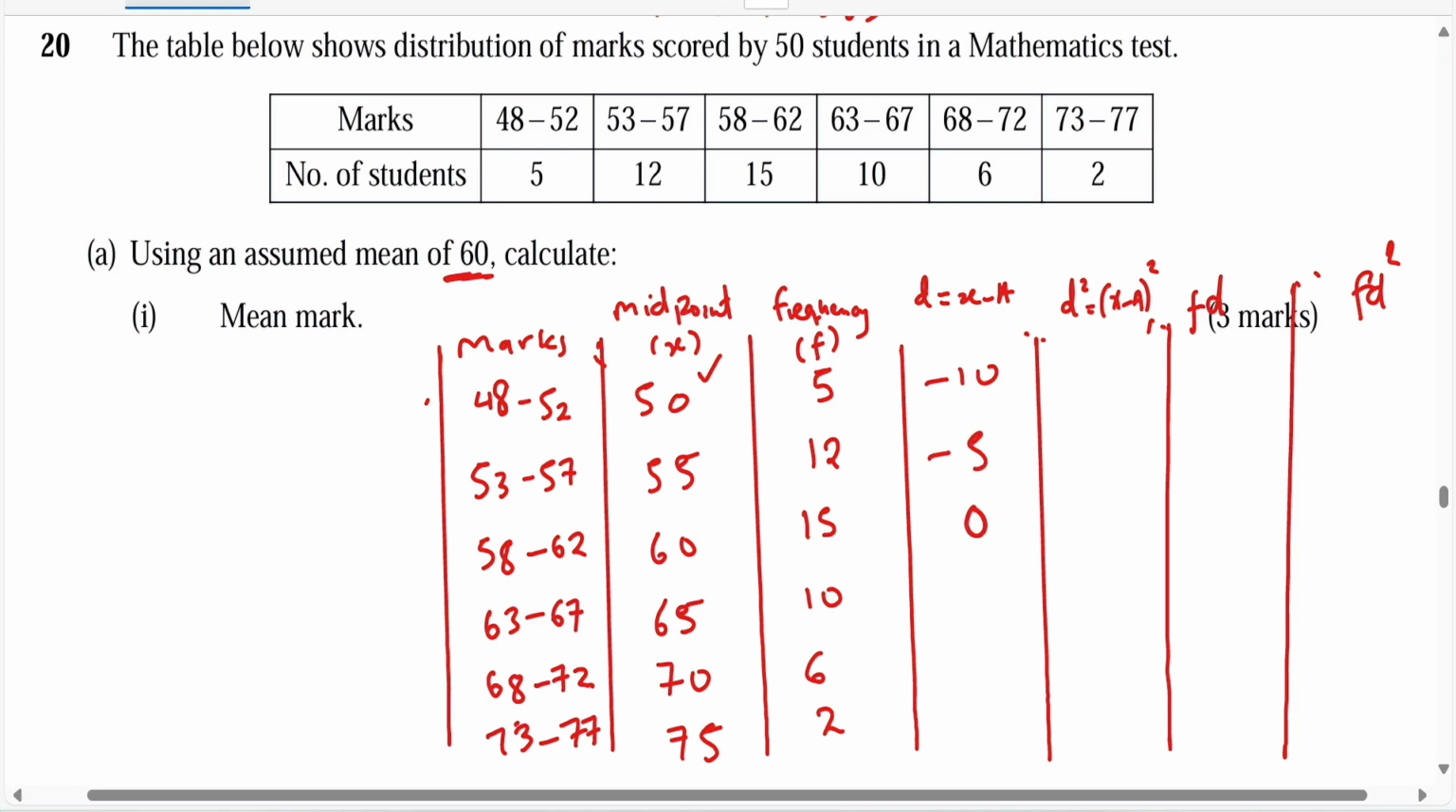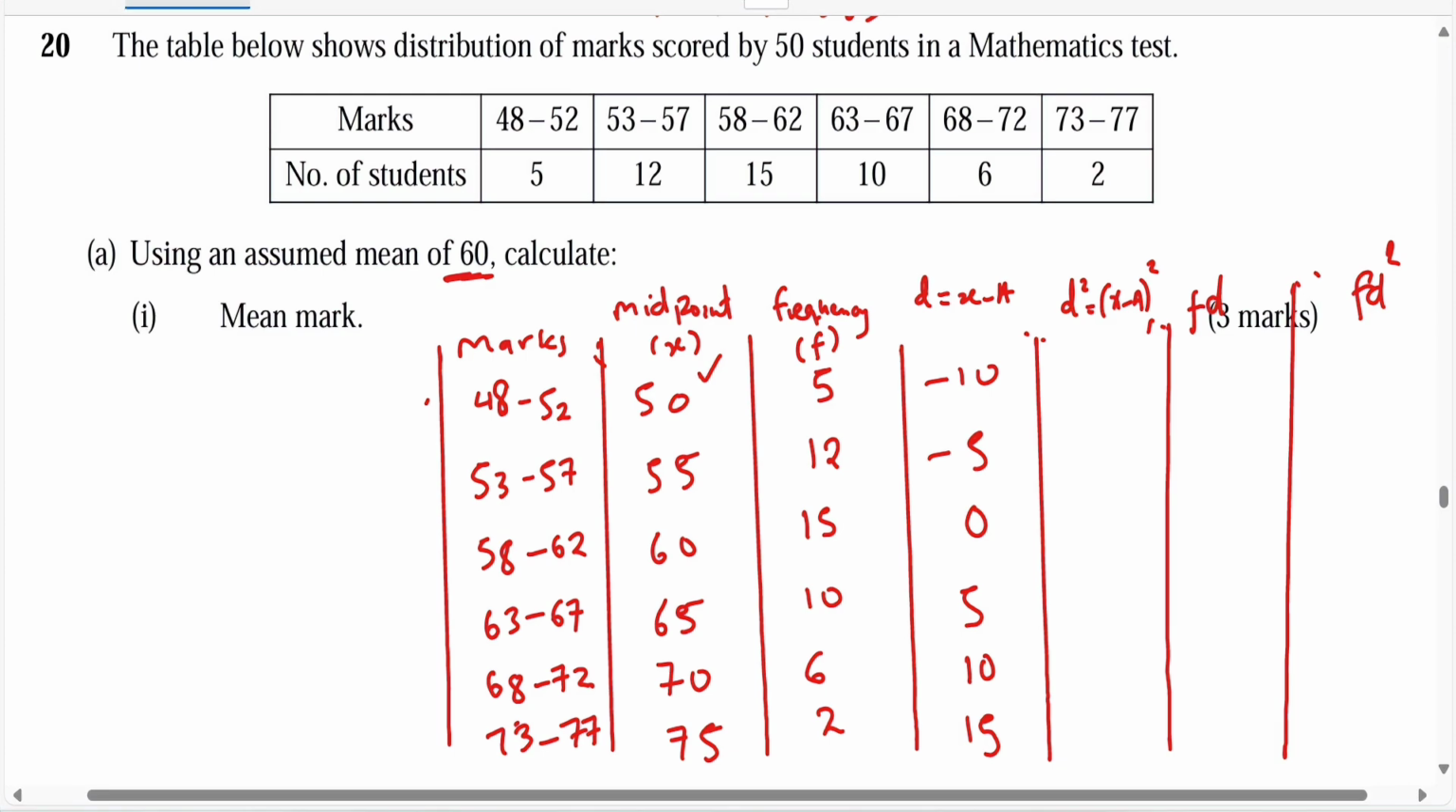60 minus 60 is 0. 65 minus 60 is 5. This one gives you a difference of 10: 70 minus 60, and 75 minus 60 gives us a difference of 15. Okay, if I just confirm, 50 minus 60 is negative 10. 55 minus 60 should give us negative 5. Okay, it's correct.